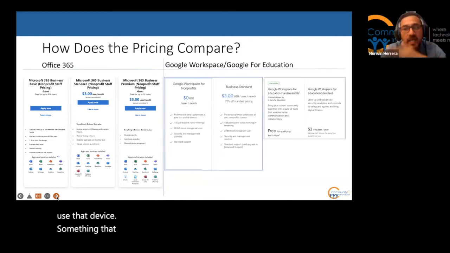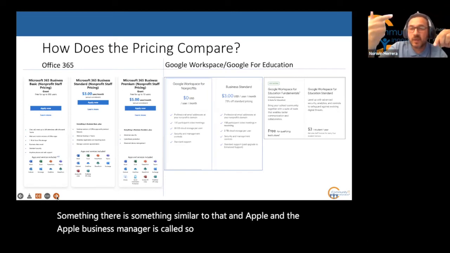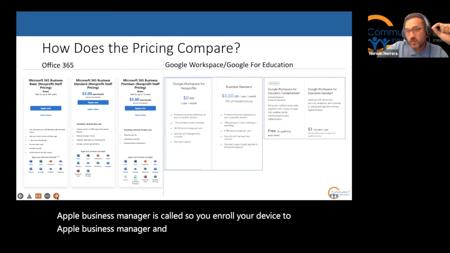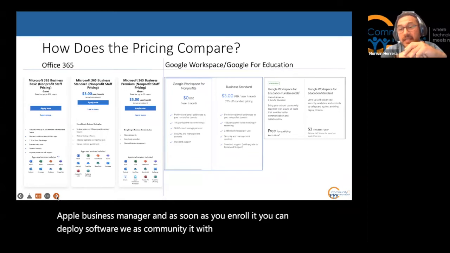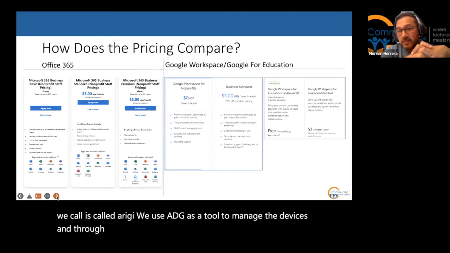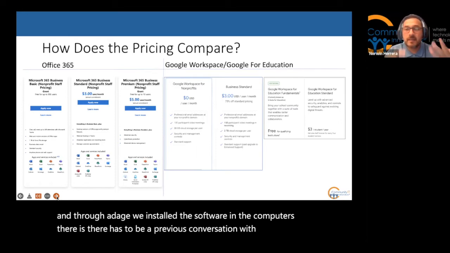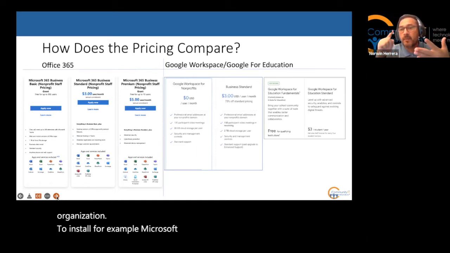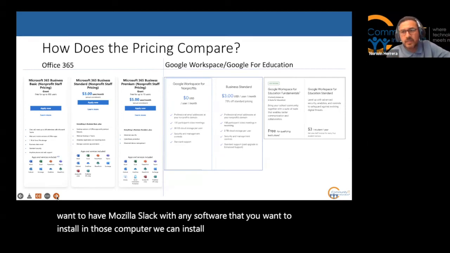There's something similar in Apple, called Apple Business Manager. You enroll your device in Apple Business Manager, and as soon as you enroll it, you can deploy software. At Community IT, we deploy something we call Addigy. We use Addigy as a tool to manage the devices, and through Addigy we install the software on the computers. There has to be a previous conversation with the organization to install, for example, Microsoft, Adobe, Google Chrome. If you want Mozilla, Slack, any software you want installed on those computers, we can install it, and it's easier to deploy the devices.